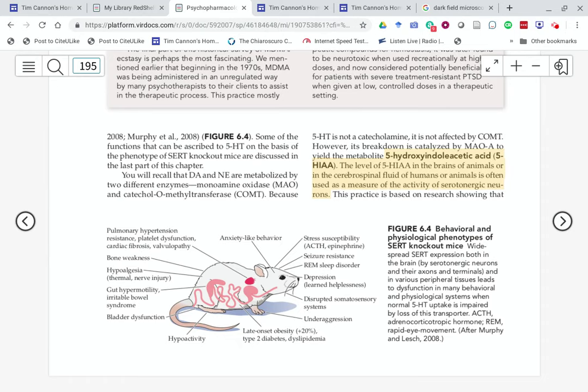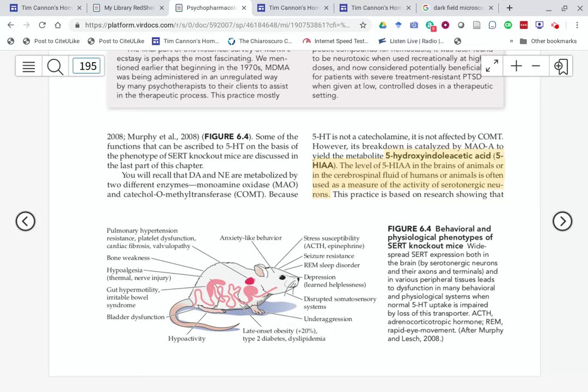Now there were knockout mice, SERT knockout mice. Look at all that stuff. Just let it wash over you. Hearts, intestines, hypoalgesia, thermal nerve injury, gut hypermotility. When I was your age, we never thought about the gut. But now we know that lots of neurotransmitters that are used in the central nervous system are in the gut. Here's an interesting fact. I produce a lot of saliva. That's maybe too much information. But people who are clinically depressed don't produce much. So think about that.